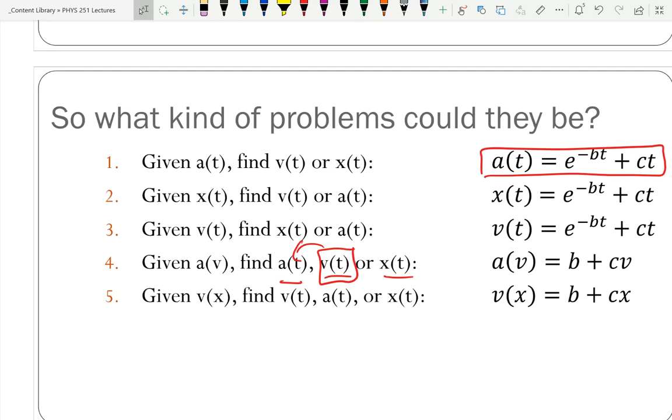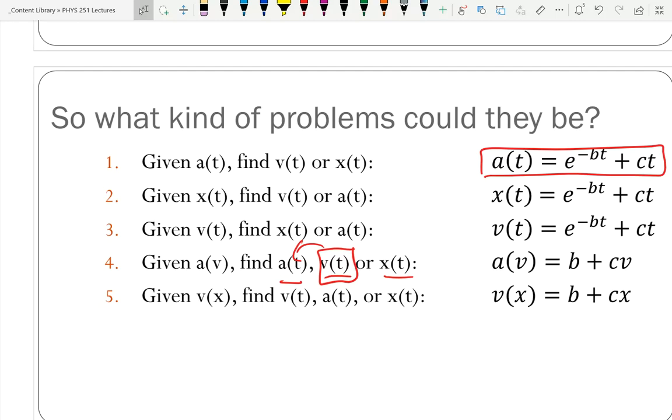Okay, question on number 4 here. You went from a(v) to v(t), because that's the only way you can go. You can't go directly from a to x. I'm not curious about that. My question is, why did your v variable change to t?